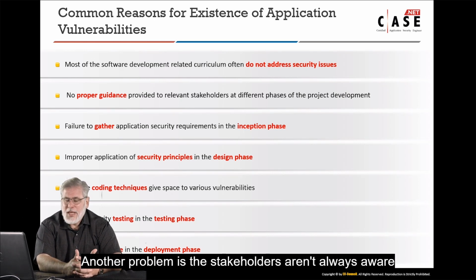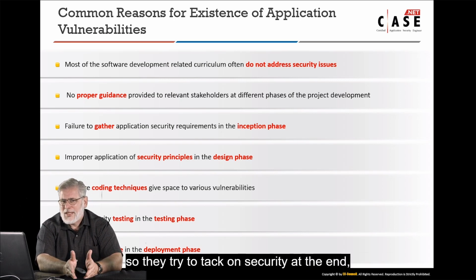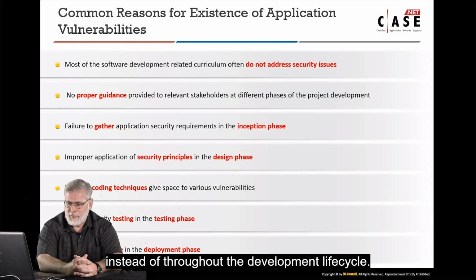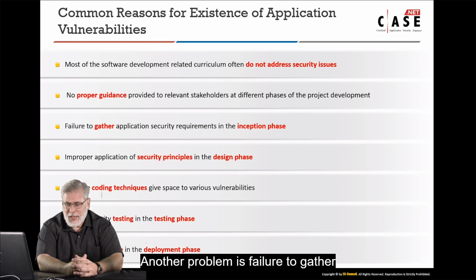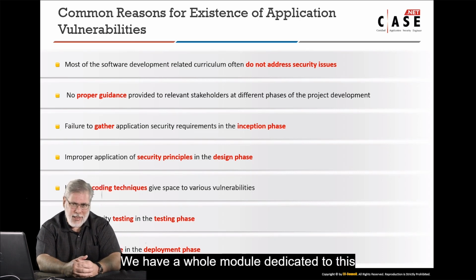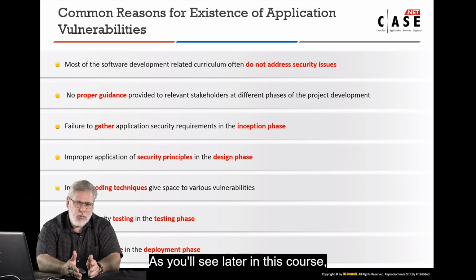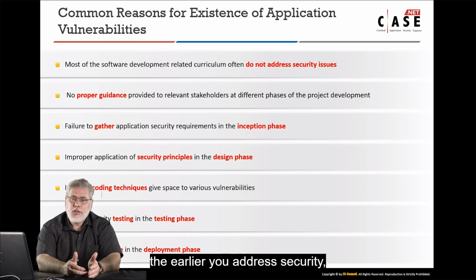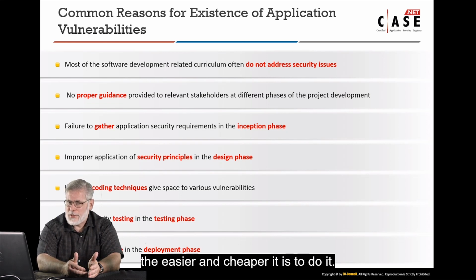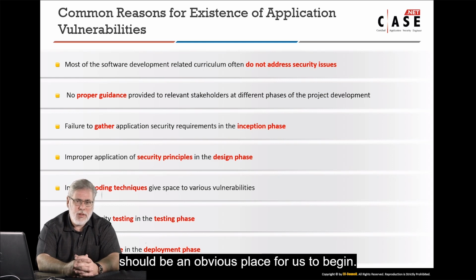Another problem is the stakeholders aren't always aware of how important this is, so they try to tack on security at the end instead of throughout the development lifecycle. Another problem is failure to gather application security requirements. We have a whole module dedicated to this because it's so important. As you'll see later in this course, the earlier you address security, the easier and cheaper it is to do it. So starting at the requirement stage should be an obvious place for us to begin.